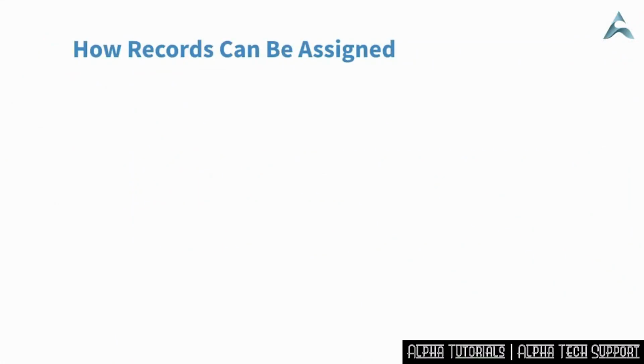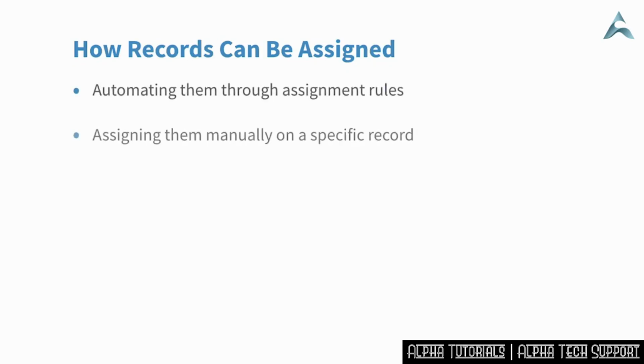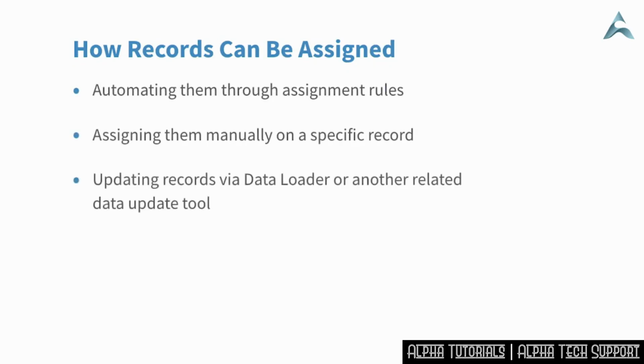Now that we've reviewed what's needed to create the queue, what are the ways that records get assigned to the queues? There are three main ways. They're automated through lead and case assignment rules, they're assigned manually on a specific record, or they're updated records via a mass transfer record, data loader, or other related data update tools.